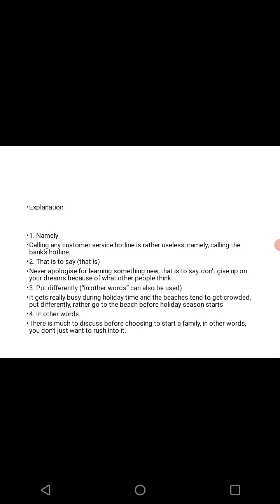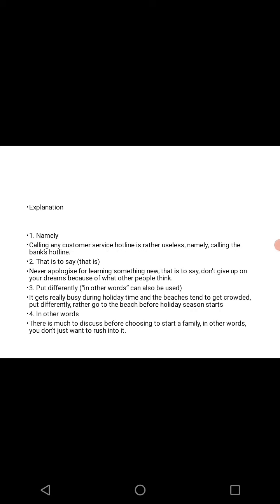And then explanation. The first is "namely," and their example is "calling any customer service hotline is rather useless, namely calling the bank's hotline." Second is "that is to say," which means "that is," and the example is "never apologize for learning something new. That is to say, don't give up on your dreams because of what other people think."